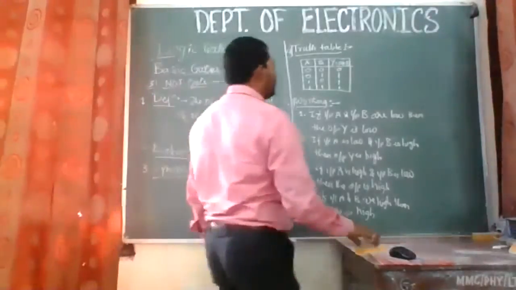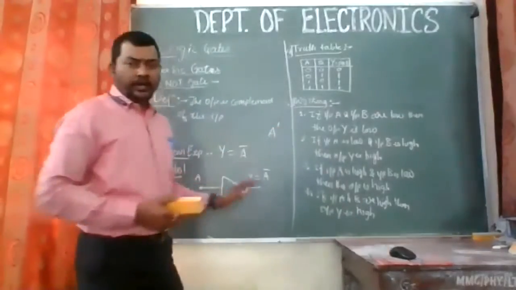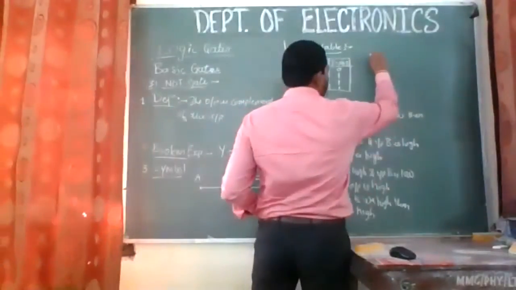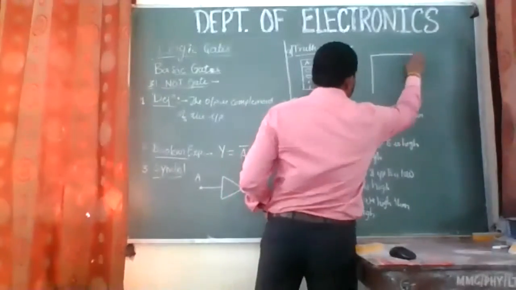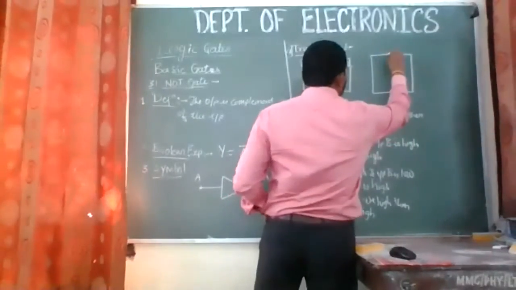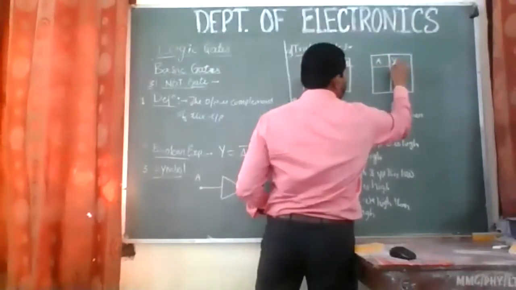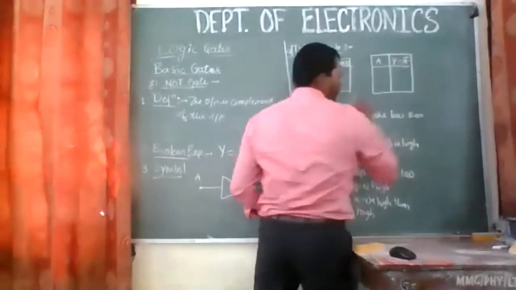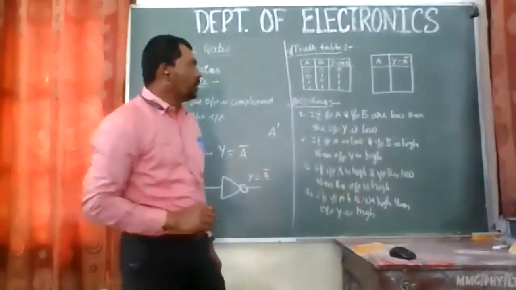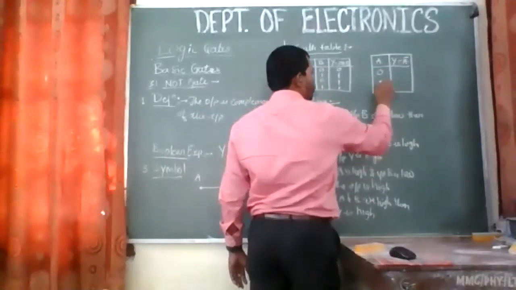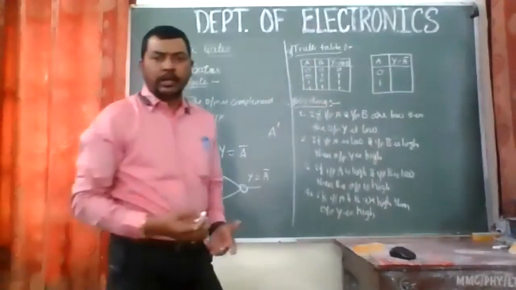As you can see, you have only one input, so the table will also change. I am writing a different table for that. It will have only one input and one output like this. A we are taking as input and Y we are taking as the output. I have written A and Y equal to A complement. The possibilities are only two: either it might be 0 or it might be 1.